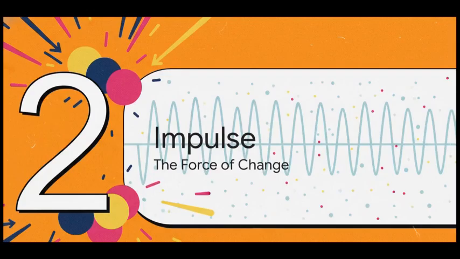So, okay, an object has momentum. Now the big question is, how do you change it? Well, the answer lies in another key concept, and it's called impulse.